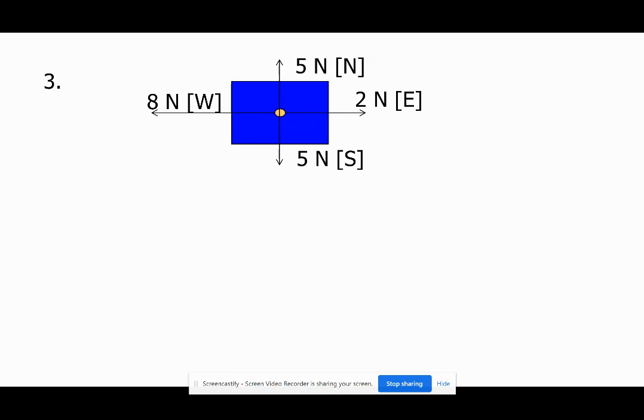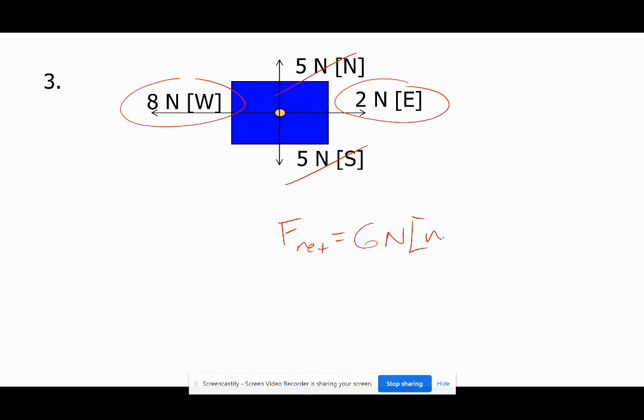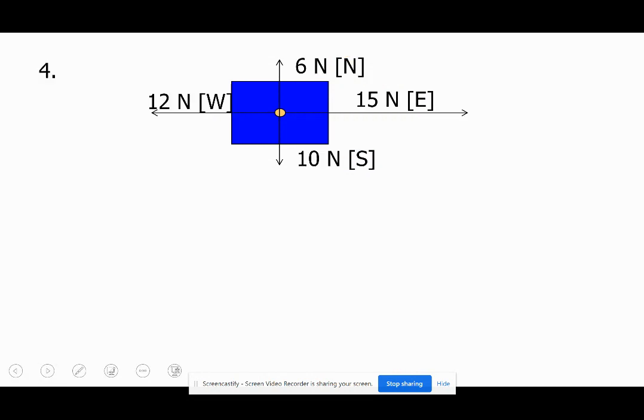On the third example here, you've got 4 forces, but luckily the up and the down forces, or the north and the south forces, cancel each other out. 5 north and 5 south go to nothing. So all you've got to do is think about the 2 newtons east and the 8 newtons west, and all you'd have to write for that is that the net force is equal to 6 newtons west. That all seems quite easy, I'm sure, for all of you.